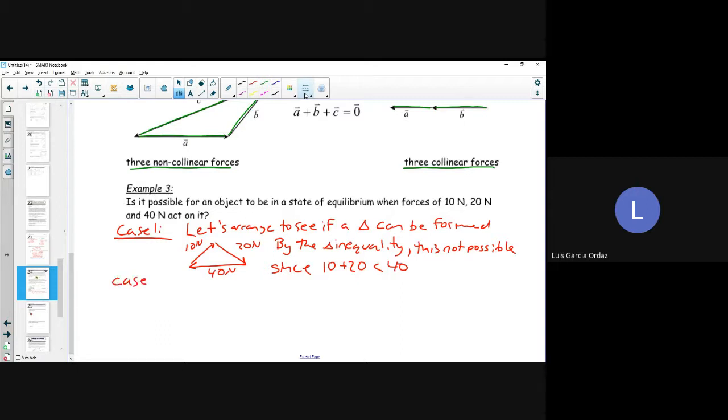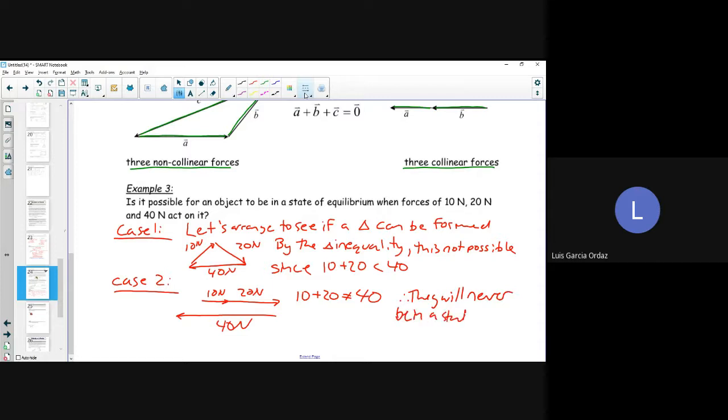Our second case, we need to assume they are collinear. So if I have 10 newtons going this way and 20 newtons going this way, does it make sense for me to have 40 newtons going that way? It does not, because 10 plus 20 does not give me 40, okay? They have to give me the same amount of newtons back, and because they don't, it is not possible for these three forces to be in a state of equilibrium. Therefore, they will never be in a state of equilibrium.